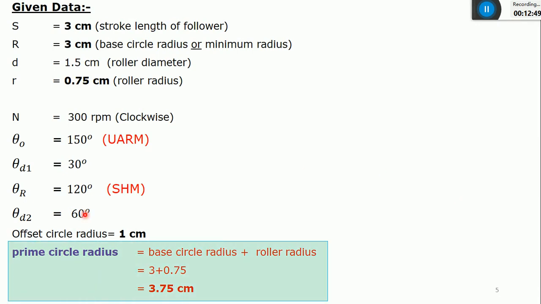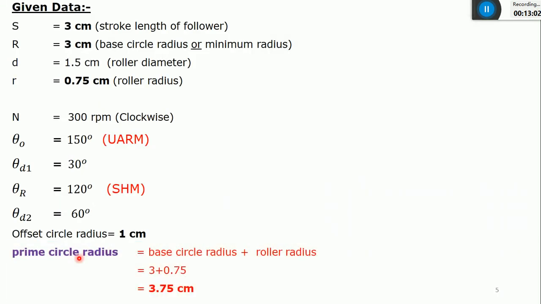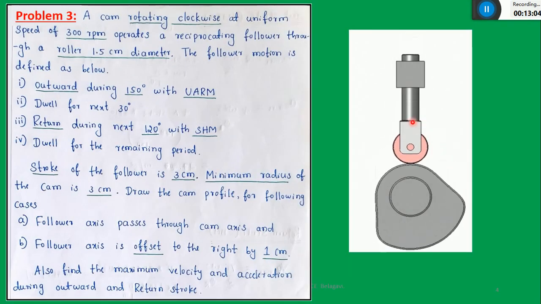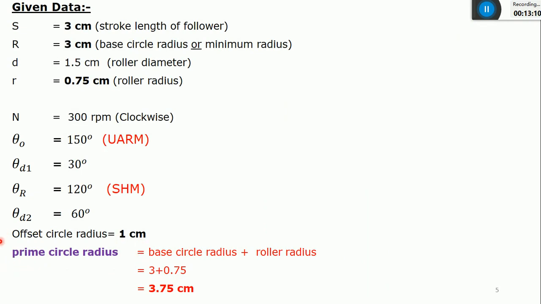And one more important parameter is this. Please note the prime circle radius. This is very much important when the type of follower is a roller follower. Remember this. Whenever the problem is of a roller type follower, this comes into the picture. That is the prime circle radius, which is nothing but the summation of the base circle radius, that is 3 centimeters, and the roller radius, that is 0.75. 3 plus 0.75 becomes 3.75 centimeter. So this is very much important.